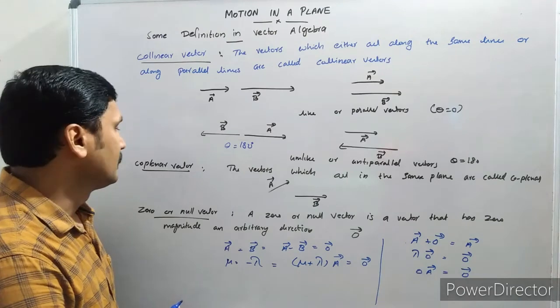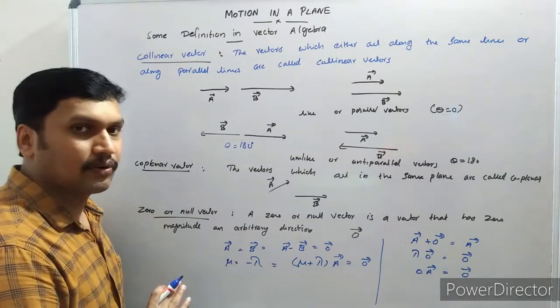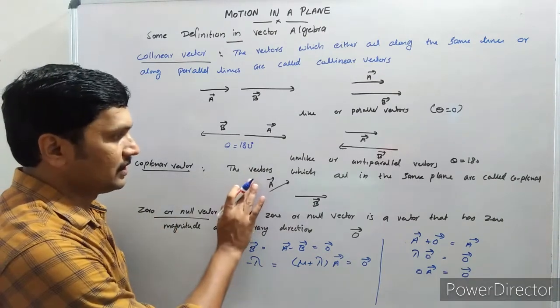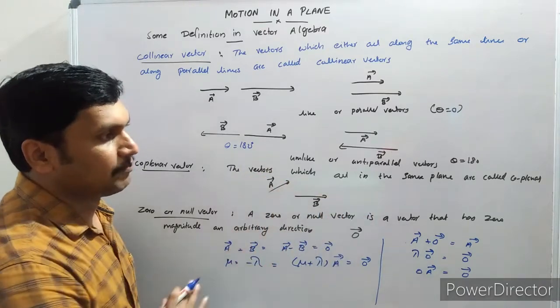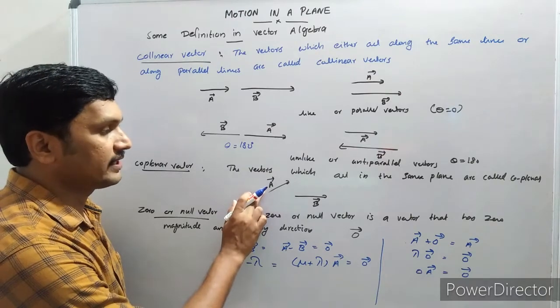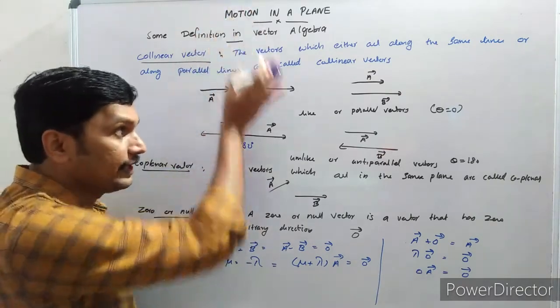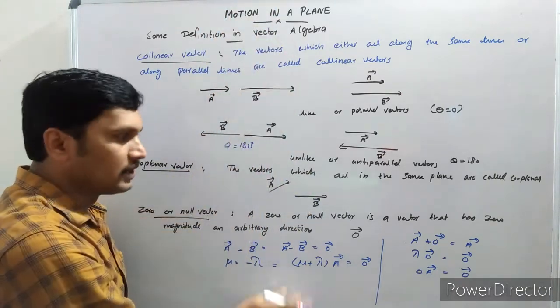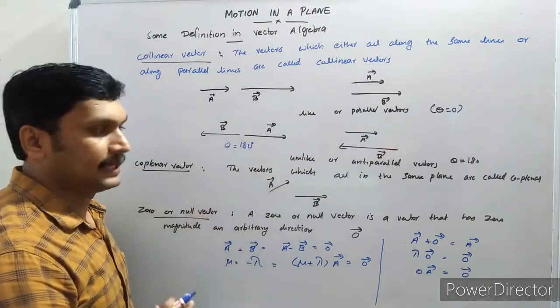Collinear vectors. Now, coplanar vectors. The vectors which act in the same plane are called coplanar vectors. Here we show two vectors A and B. They lie in the same plane, in this plane of this board. So vectors A and B are coplanar vectors.